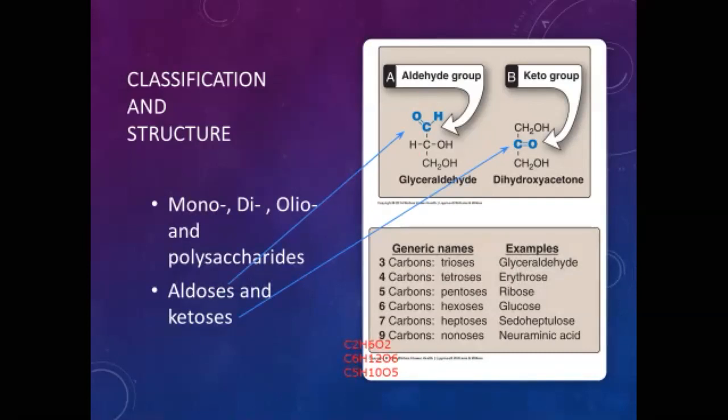This is the simplest example actually. اللي هو الجليسرالديهايد مولكيول is triose. ليش triose؟ And 1, 2, 3 ثلاث ذرات كربون. Aldose sugar. While dihydroxy acetone is again triose.